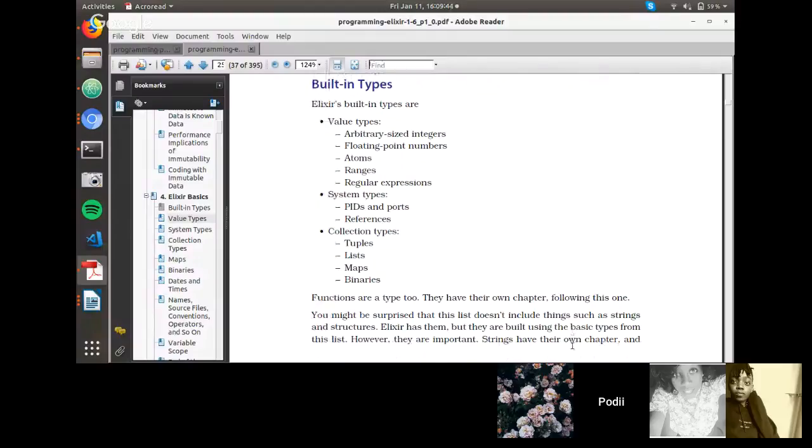But anyway, Elixir has some built-in types and they are classified into 3. The first one is value types, the second one is system types, and the third is collection types. So we are going to look at value types. Arbitrary sized integers. What do you think that is? Who has a rough idea?